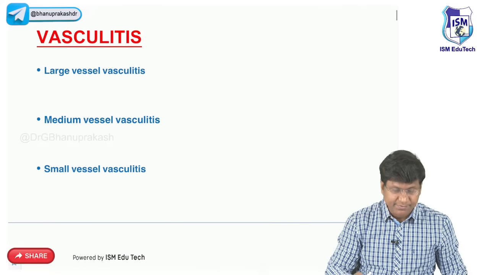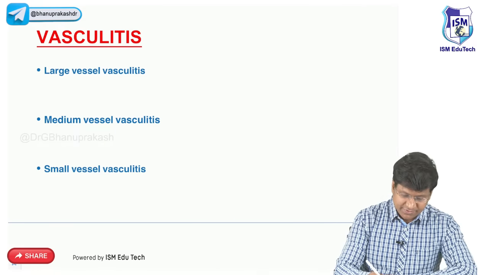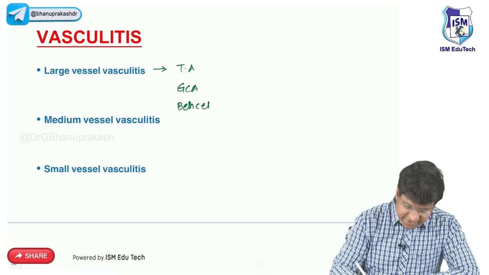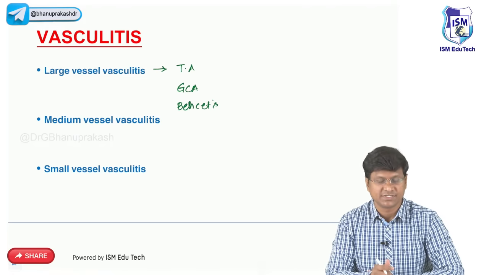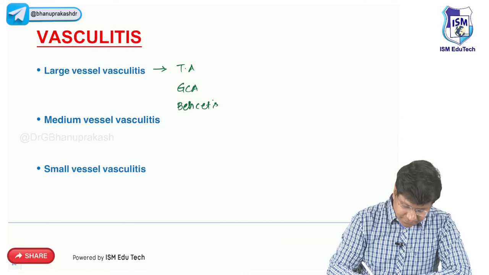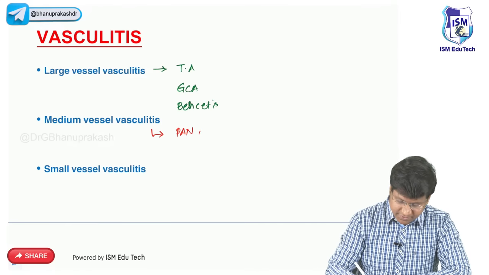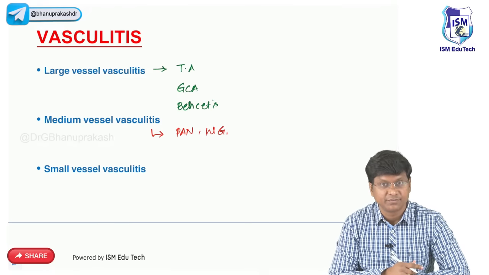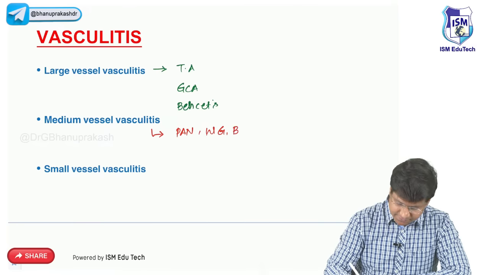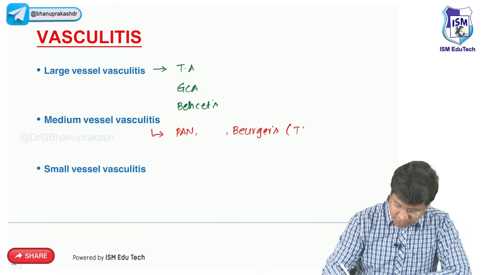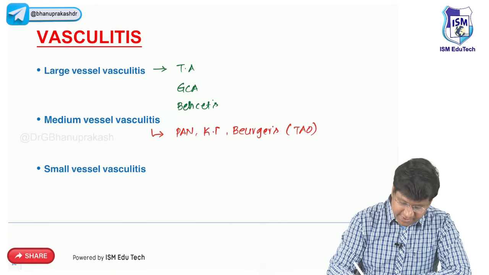Now let me tell you the examples of all the forms of vasculitis. Take the large vessel vasculitis: the examples include Takayasu arthritis, giant cell arthritis, and Behcet's. But Behcet's can be both, either medium vessel or large vessel vasculitis. Followed by that, we have the medium vessel vasculitis. The examples of medium vessel vasculitis include polyarteritis nodosa, Wegener's granulomatosis, and Berger's disease. So polyarteritis nodosa, Berger's, which is also called thromboangiitis obliterans, and then Kawasaki disease.